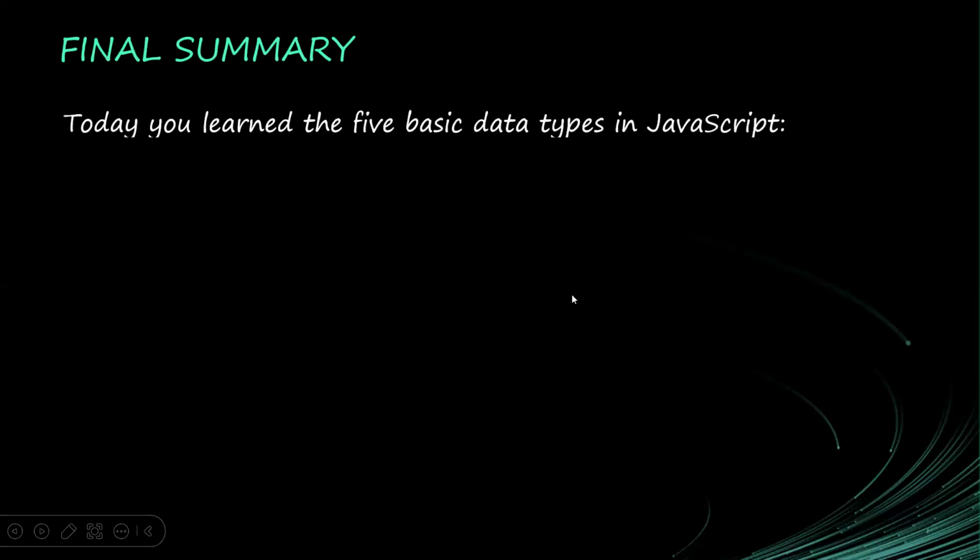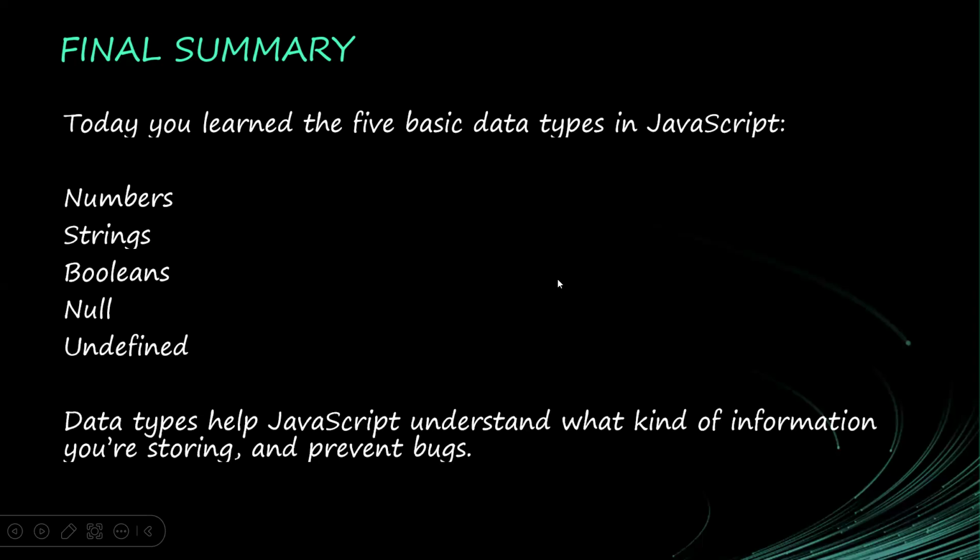Okay. So final summary. You have learned the 5 basic data types in JavaScript: the number data type, the string data type, the Boolean data type, the null data type, and the undefined data type. Okay. Data types help JavaScript understand what kind of information you're storing and prevent bugs.